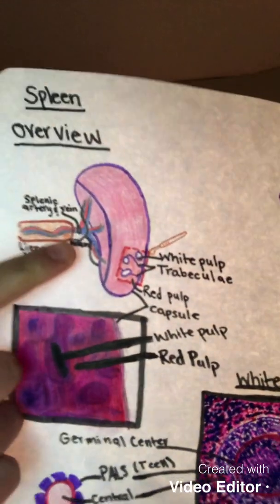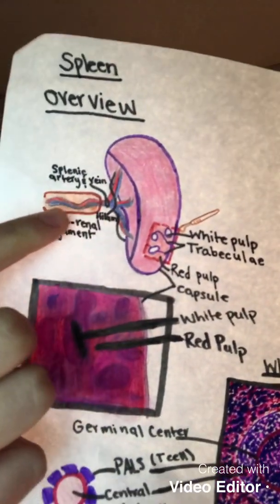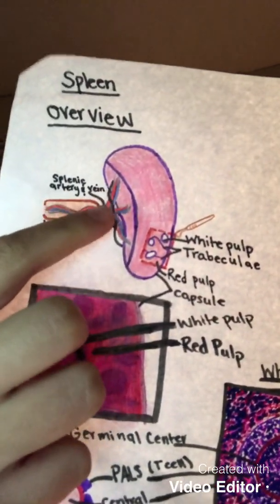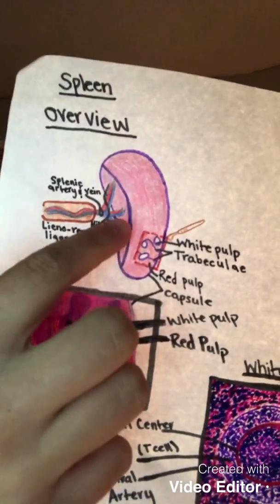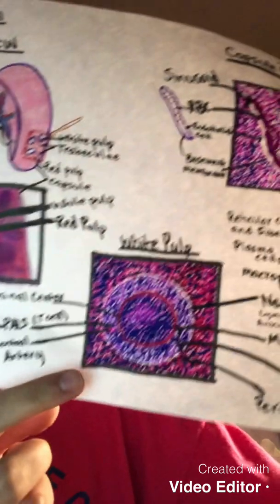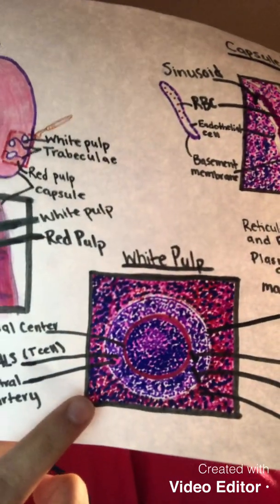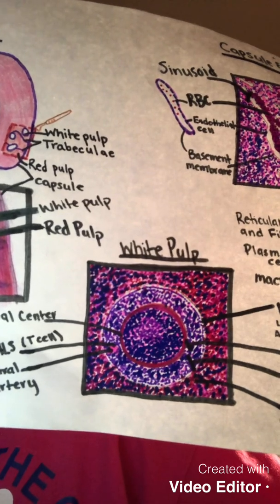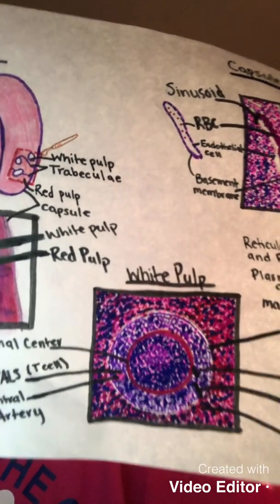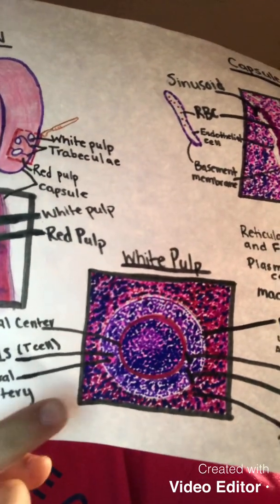As you can see up here, I've drawn the splenic arteries in the red and the splenic veins in the blue. So the lymphocytes and macrophages are going to cluster around the red splenic arteries. The lymphocytes perform immune functions and the macrophages destroy blood-borne pathogens. So that is the significance of the white pulp in the spleen.